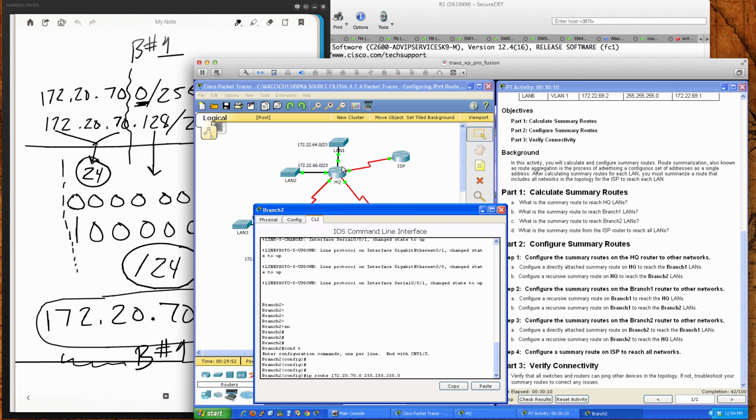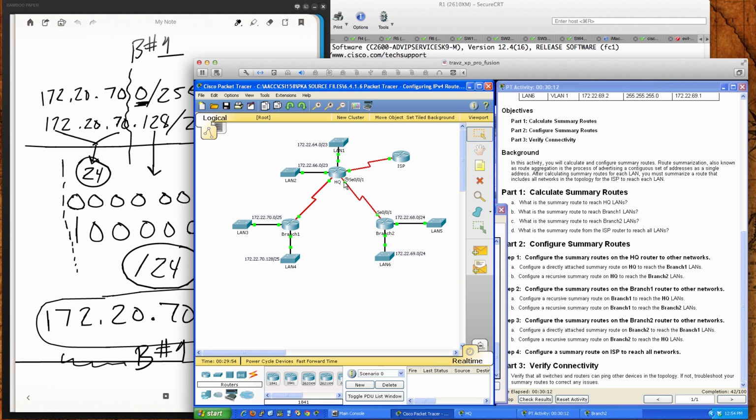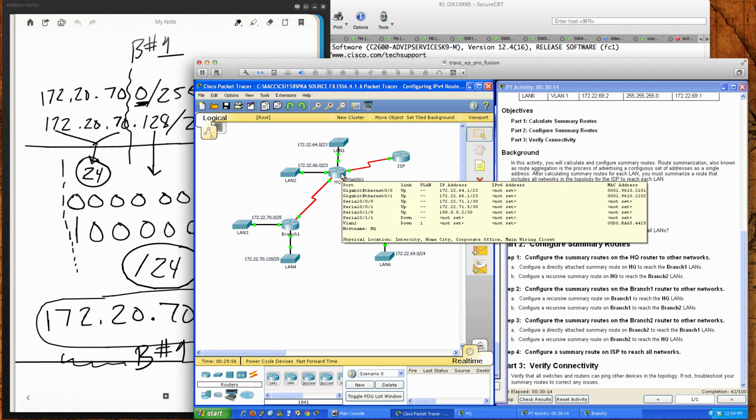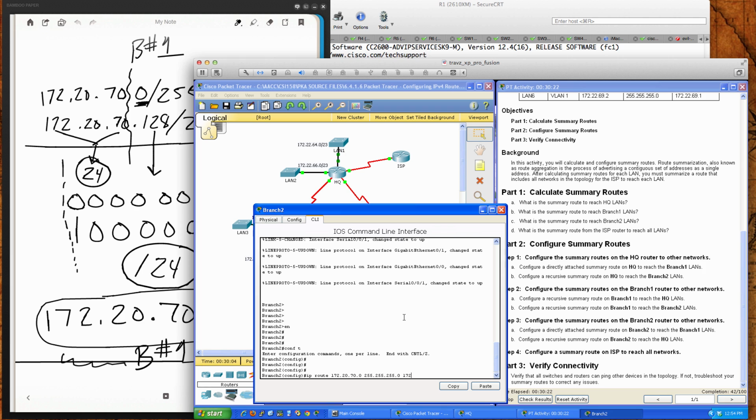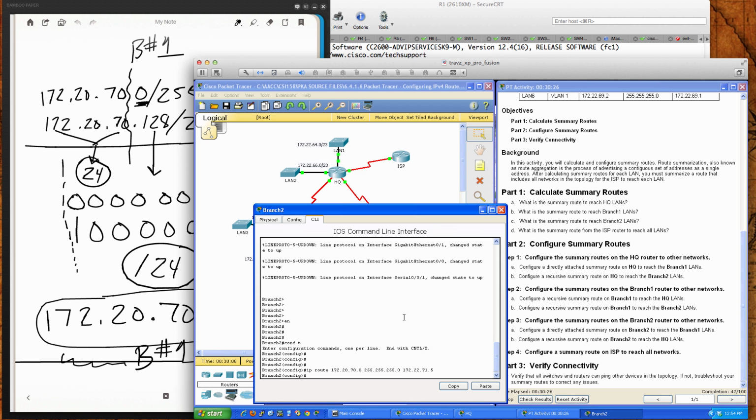We're going to take the next hop address of that interface right there, serial 0/0/1, and the address of that is 172.22.71.5. So 172.22.71.5, and we should go up to 56 points here if we've got that correct. So let's take a look. All right, so we're having the same problem.